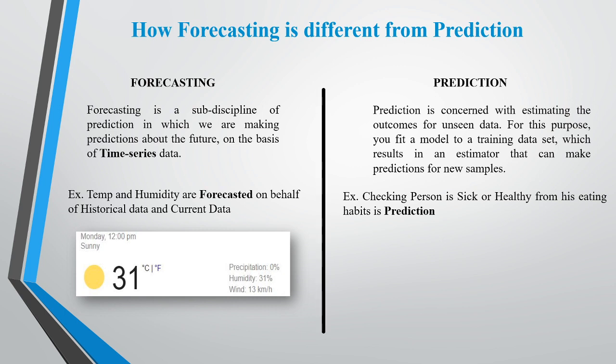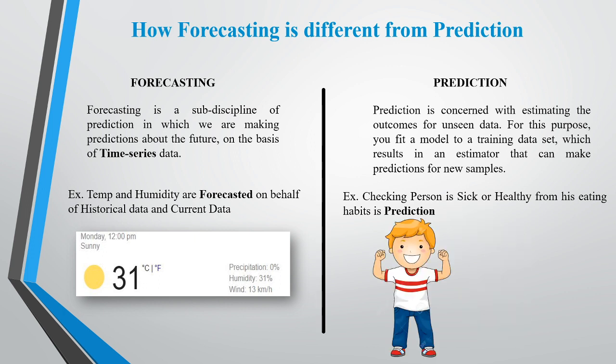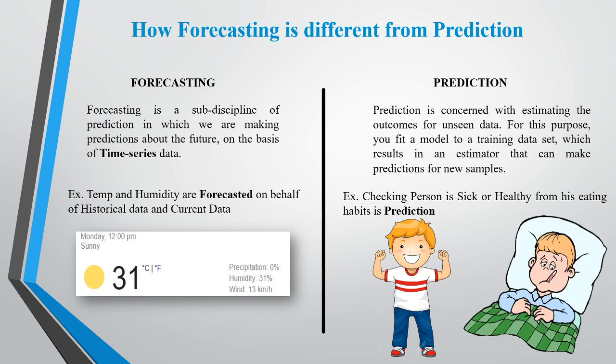Now see, if we need to predict according to a person's eating habits whether that person is healthy or sick, and I get the answer that it is a healthy person, then we are doing a prediction, because in prediction we are predicting between two different classes, either sick or healthy. It is not on the basis of time. So the main idea behind the difference is that forecasting is on the basis of time and prediction is not. And the best way to show the forecasting model is with the help of a time series analysis.